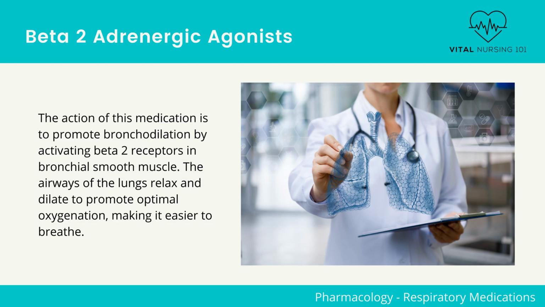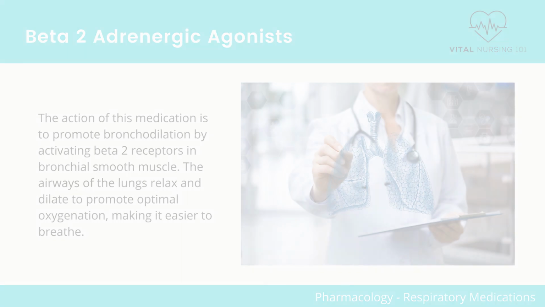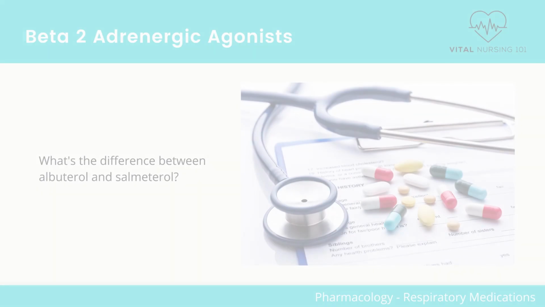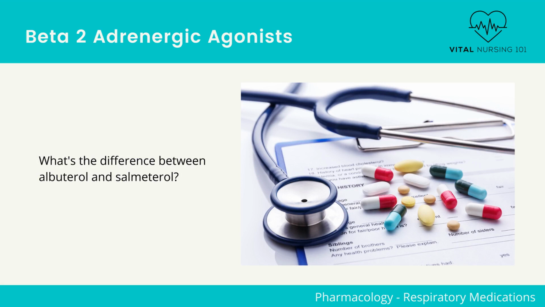The airways of the lungs relax and dilate to promote optimal oxygenation, making it easier to breathe. Commonly used medications include albuterol, salmeterol, and terbutaline. What's the difference between albuterol and salmeterol? Well, albuterol is a short-acting beta-2 adrenergic and is used for acute asthma attacks, while salmeterol is long-acting and is used more for the prevention of asthma attacks.